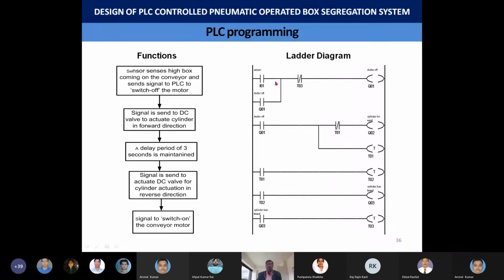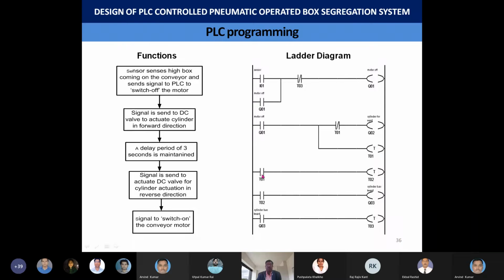So the ladder logic diagram, how it is built: these are the input modules, and the individual details are given in the system. The first ladder senses the high box coming on the conveyor and generates an output to turn the motor off. The second ladder sends a signal to the DC valve in order to activate the cylinder in the forward direction. The corresponding solenoid of the DC valve will be energized, and that signal is generated by the output module of the PLC system. Then a small delay period is mentioned.